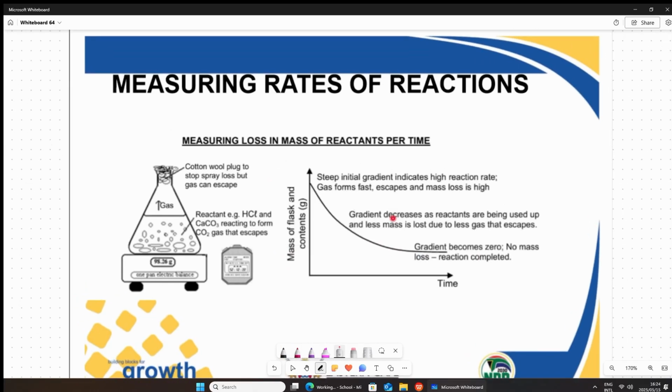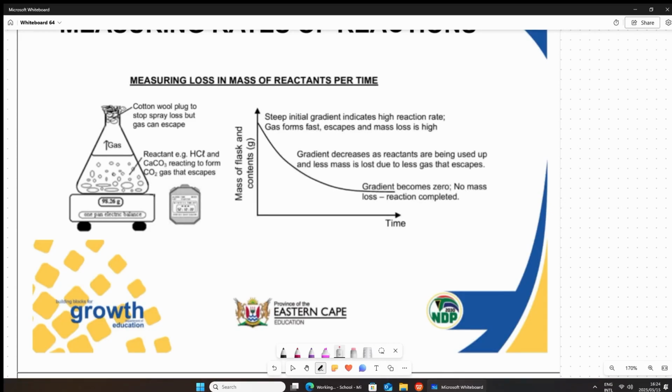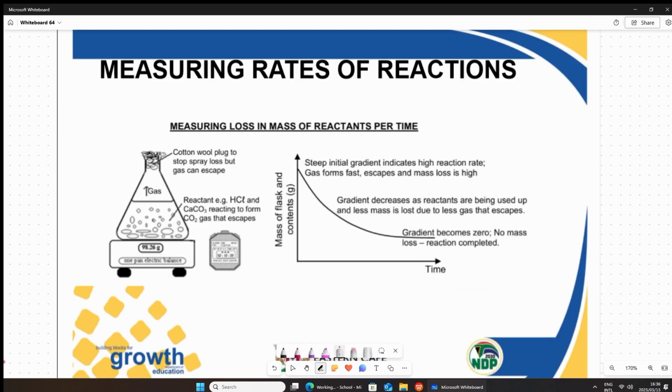So again, if you draw your tangent on the volume versus time graph, what you're going to observe is that it gets less and less steep as time goes by. Now, what does that tell you? That tells you that the rate of the reaction is decreasing. As you can see, the initial steepness of the gradient indicates the higher reaction rate as the gas forms. But if you draw your tangent here, the graph actually gets less steep, meaning that the rate of the reaction is coming to an end.